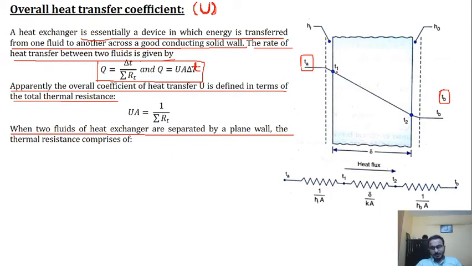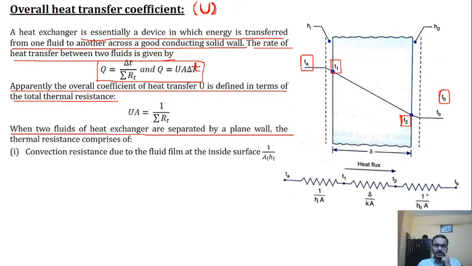At the left hand side of the wall we have temperature T1, and on the right hand side of the wall we have temperature T2. The thickness is delta, and we have drawn an electrical circuit for the same, which is already known to you.